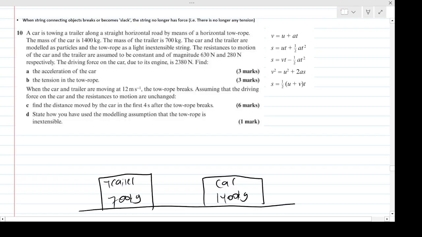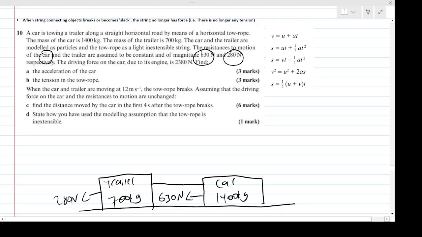Okay. And it's being connected by a tow rope. Okay. The car and the trailer are modelled as particles. Okay, blah, blah, blah. The resistance to motion of the car is 630 newtons. So there's a resistance that way of 630. Again, you can think of it like friction maybe. And the trailer has resistance of 280.